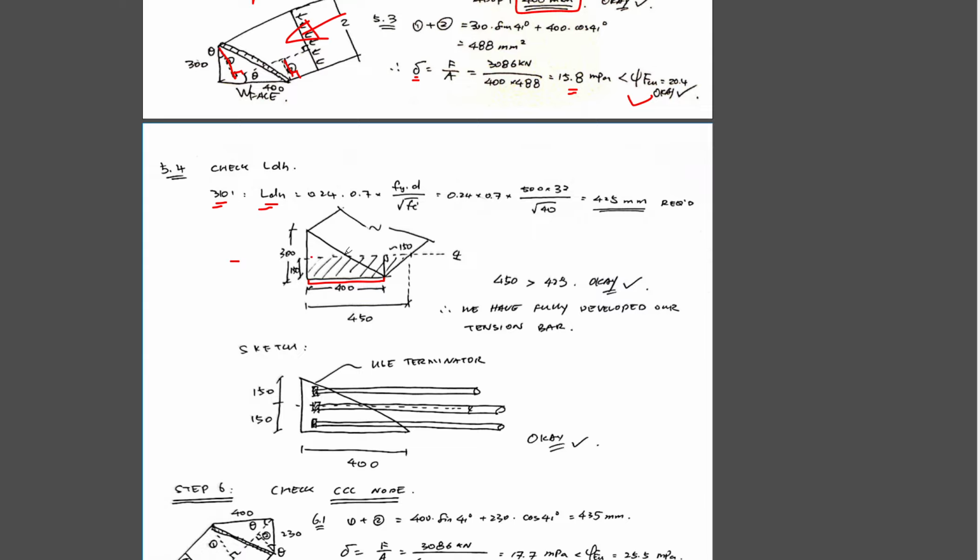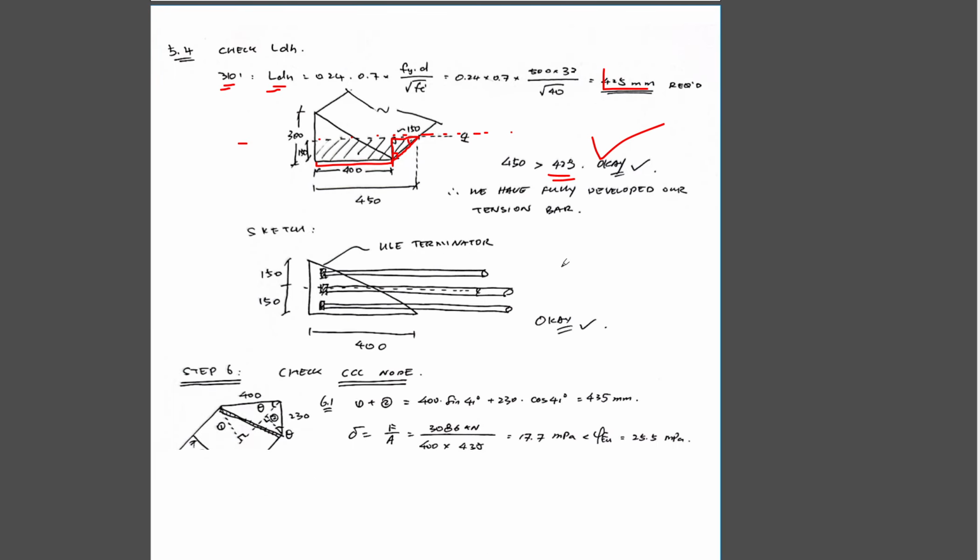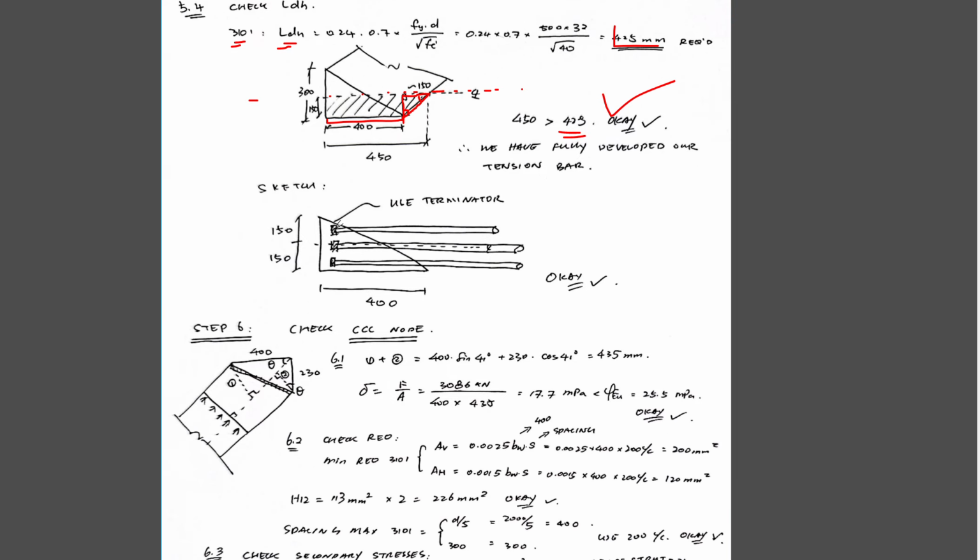Then through the centroid of my compression zone, the depth of the compression zone is 300, half of that is 150. So I utilize a little bit of this triangle area here. I'm going to say 45 degrees and 45 degrees. I've got 150 on this side, and my adjacent side would be just 150. Adding those up, it's going to be more than 500. So this is well more than what's required, 425, which is okay. So we have fully developed our tension bar. And then next we're going to place the bars in here.